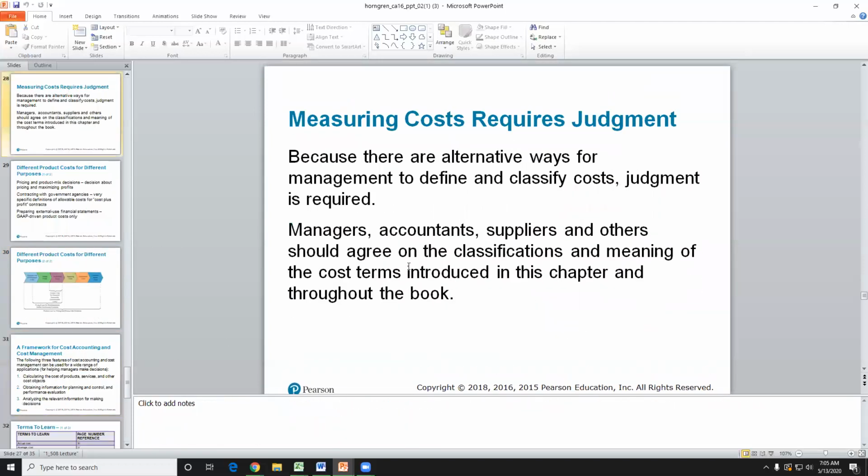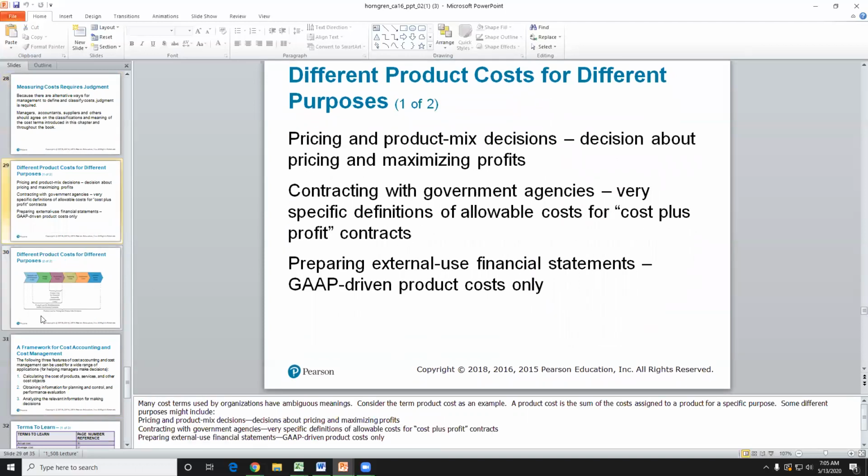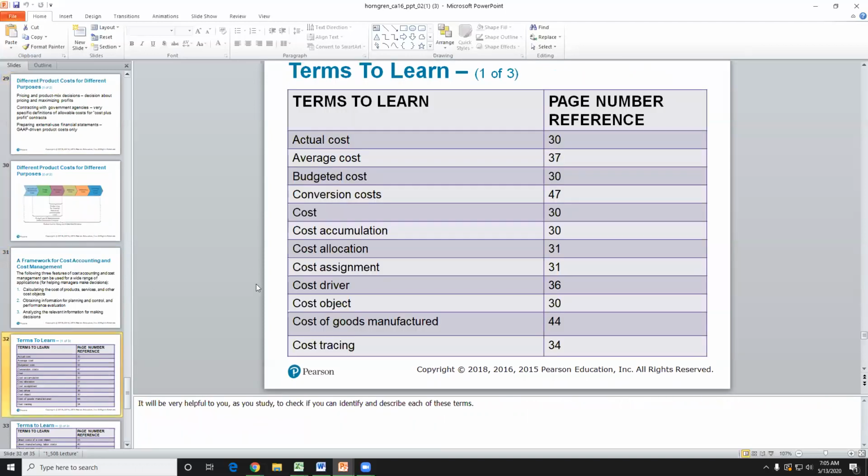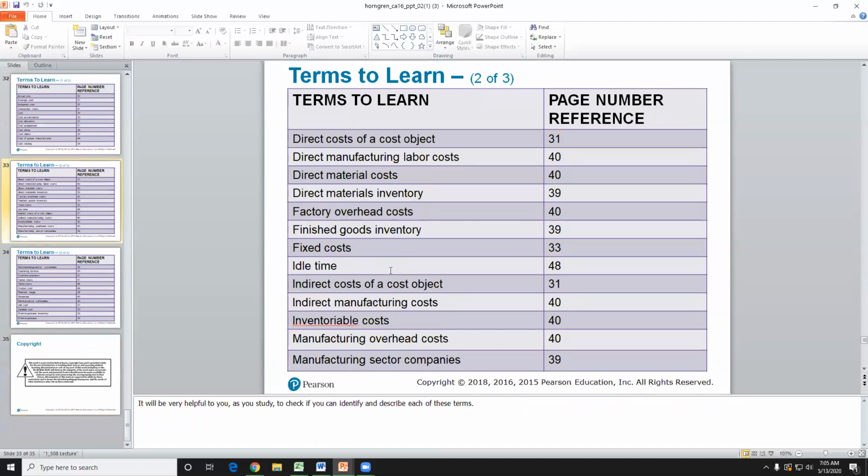I'm not going to worry about these other measurements. Okay, and here's a bunch of terminology that you might want to review.